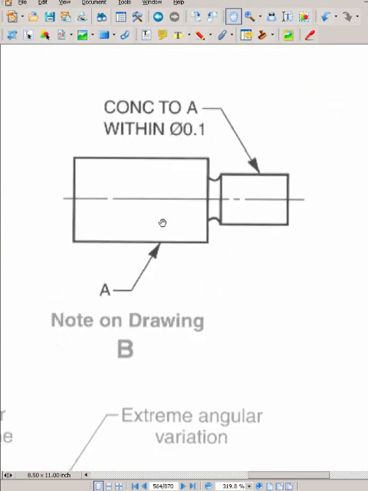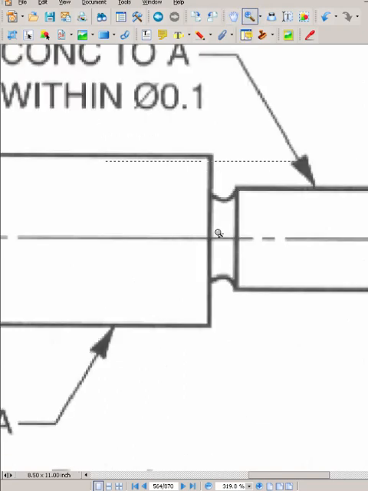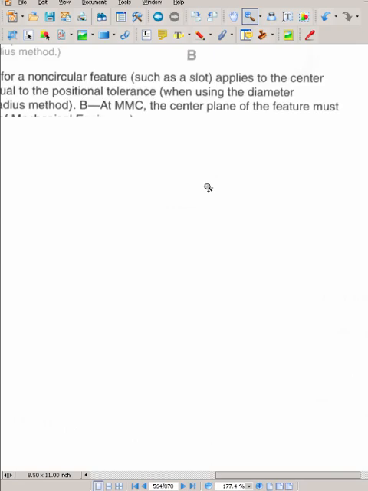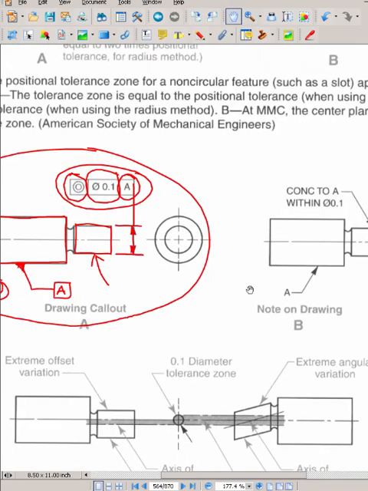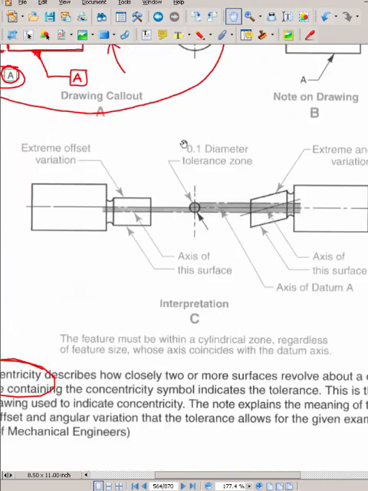This is the equivalent way of saying it. A lists the feature that we're referencing, and it says concentric to A within diameter 0.1. It's saying the exact same thing as shown to its left. So A and B, as you see in these figures, mean the same. Now, here's what it means.